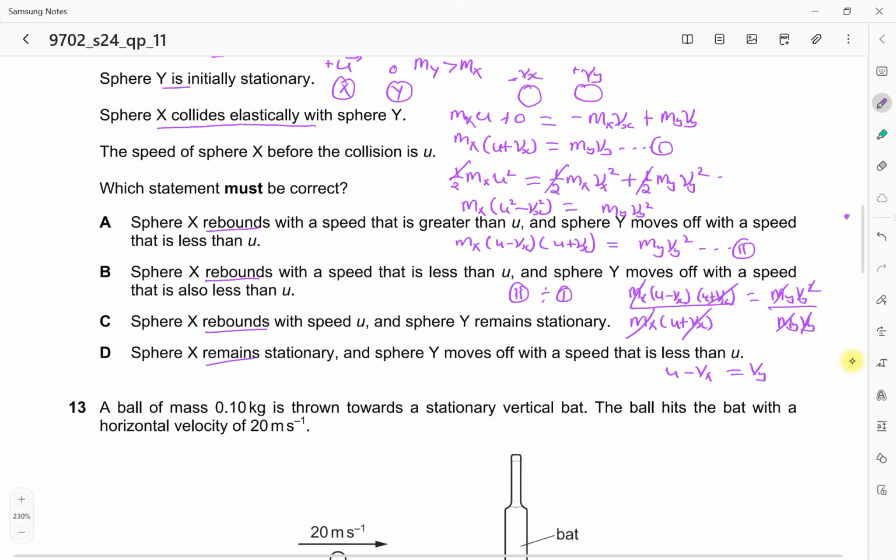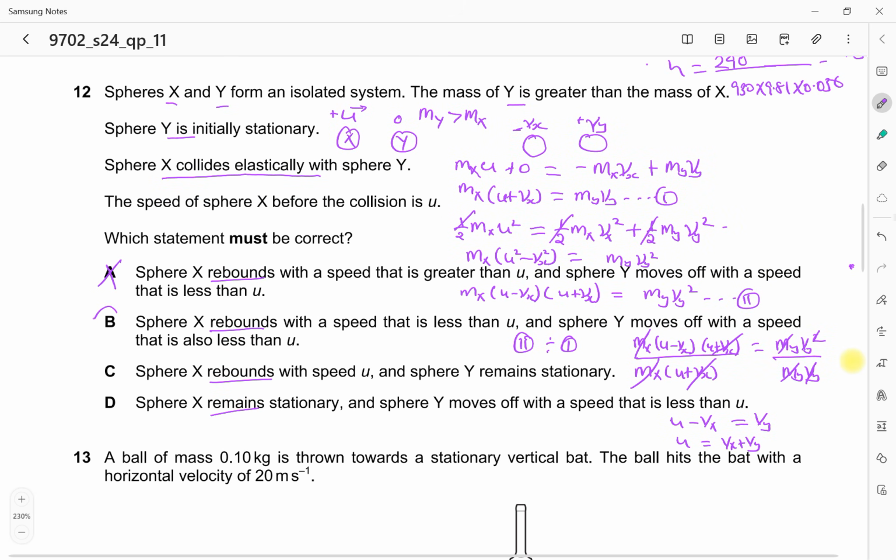What does this mean? It means that u is always going to be vx plus vy. So there is no possibility of any of these velocities being greater than u, because u is vx plus vy. So the option where sphere x rebounds with a speed greater than u can't be right. Sphere x rebounds with a speed less than u, and sphere y moves off with a speed that is also less than u. So this is most likely going to be the correct answer, because if u is vx plus vy, it means vx and vy are always going to be less than u.